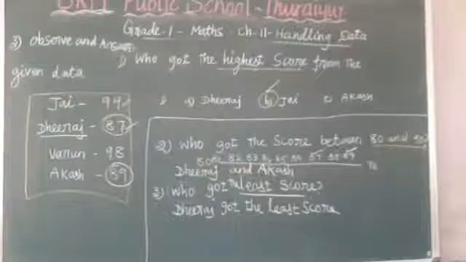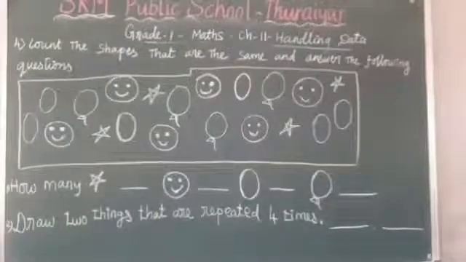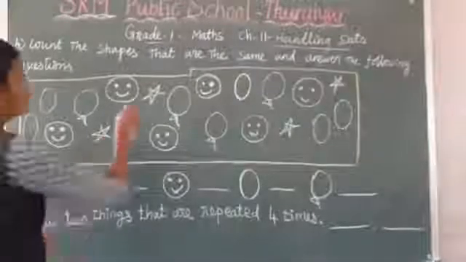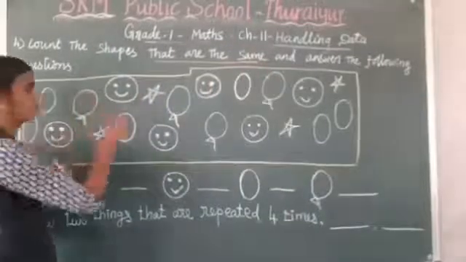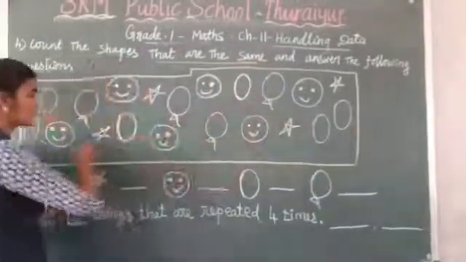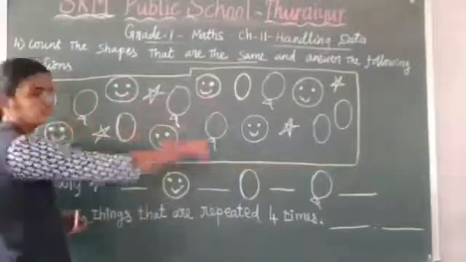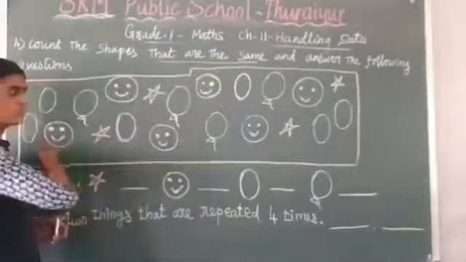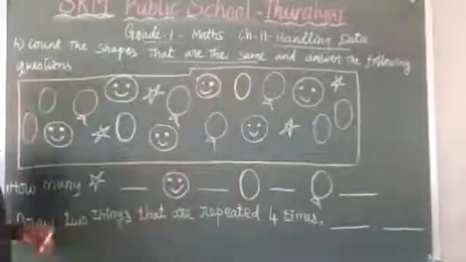Using pictures, we need to find the answer. Count the shapes that are the same. Which are the shapes? The stars mean stars alone, the circles mean circles alone, then smileys, then balloons. Count the ones that are the same and answer the following.